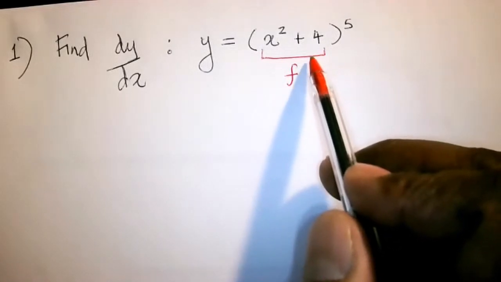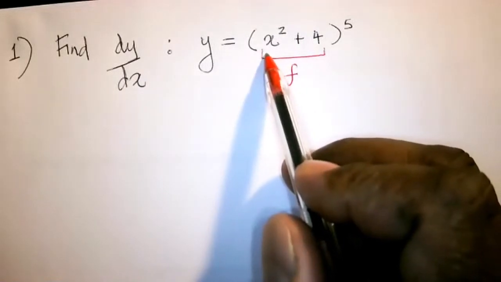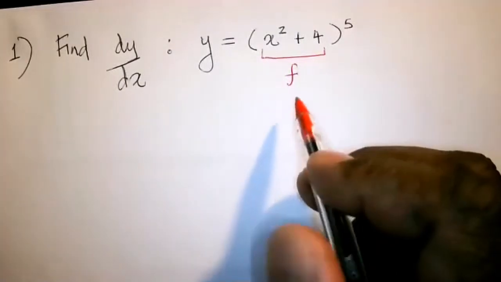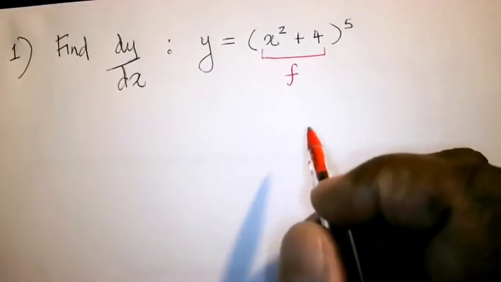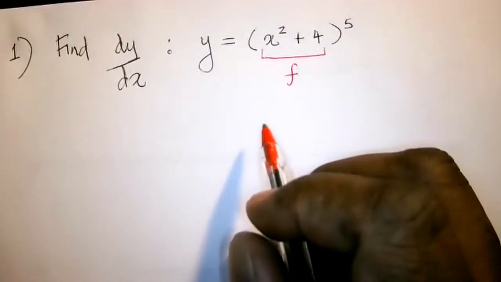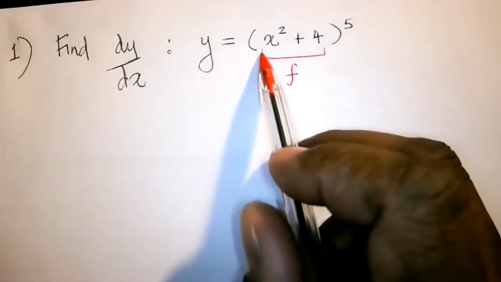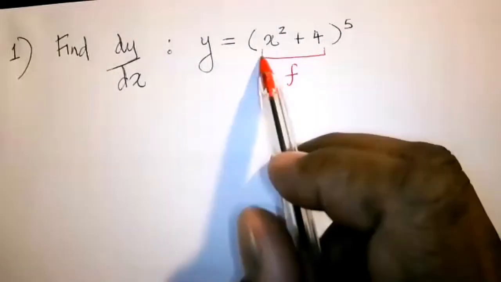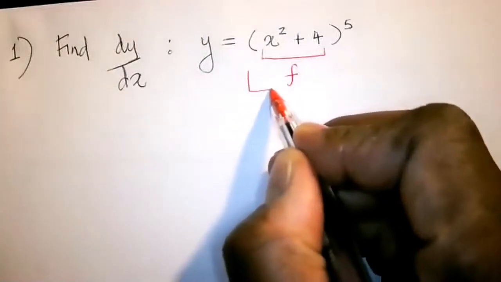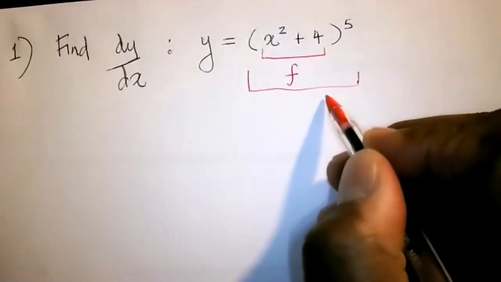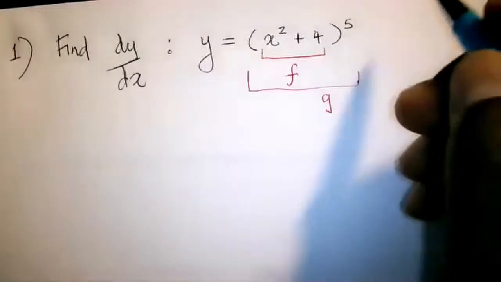So obviously, this is where the power rule fails because it fails to acknowledge the presence of the x squared plus 4. So we need another approach to finding the derivative. And this is where the chain rule comes in. So we take f to be our inner function, and then the outer function itself, we can call it g. And this is how we will proceed.